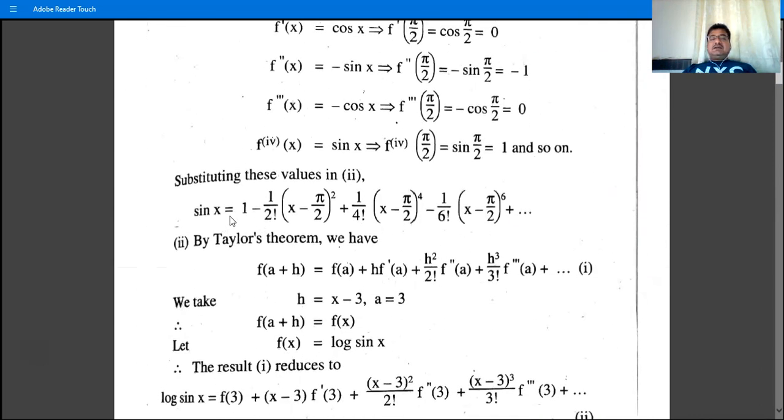So this is the expansion of sin x in the ascending power of x minus pi by 2. The first term is x minus pi by 2 raised to 0. Next term is x minus pi by 2 raised to 2, next term is x minus pi by 2 raised to 4, next term is x minus pi by 2 raised to 6. So this is the expansion of sin x in the ascending power of x minus pi by 2.